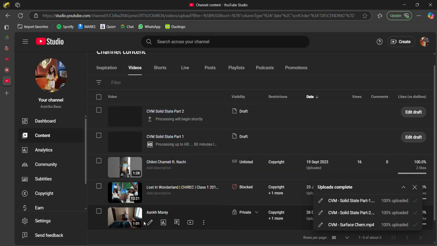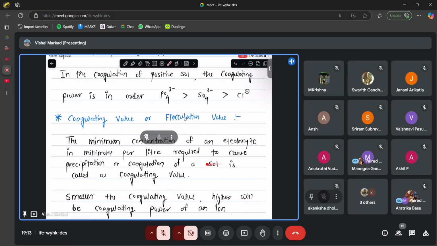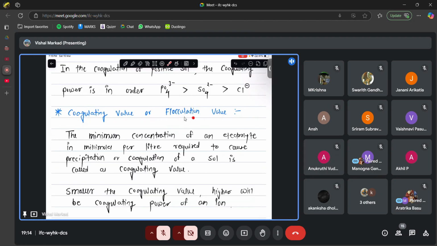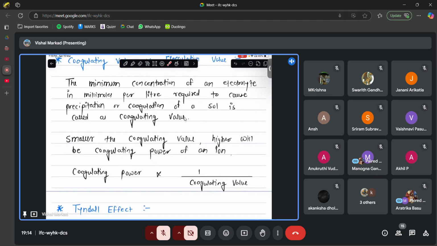Okay. Now this coagulating value or flocculation value. What is it? The minimum concentration of electrolyte in millimoles per liter required to cause precipitation. We are adding a coagulating agent, right? How much do we have to add? That value is called the coagulating value or flocculation value. Clear? And there is one simple relation between coagulating value and coagulating power. They are inversely proportional. Smaller the coagulating value means what?